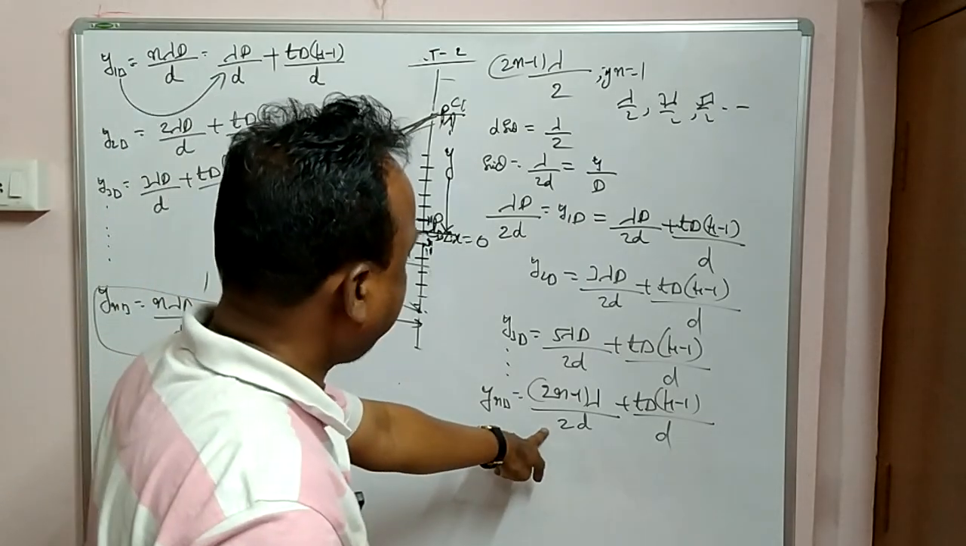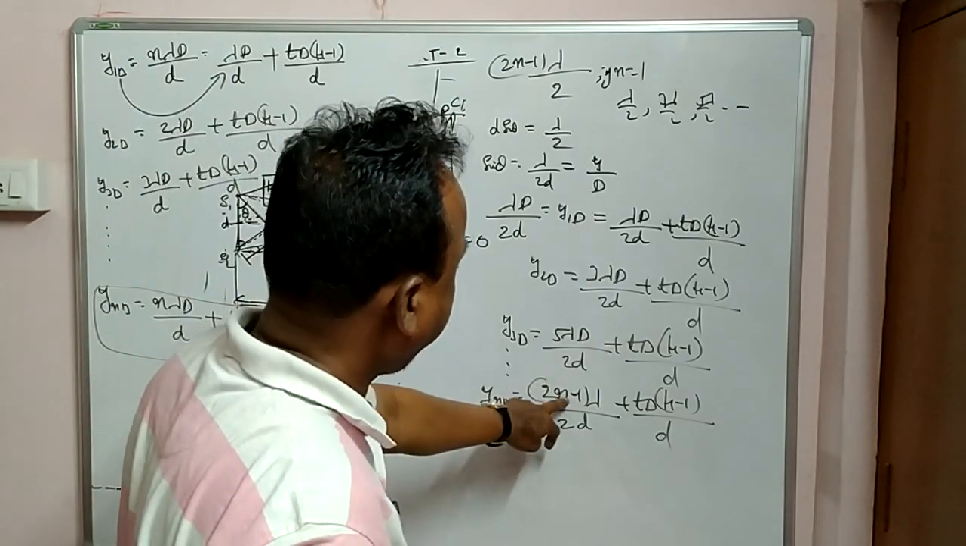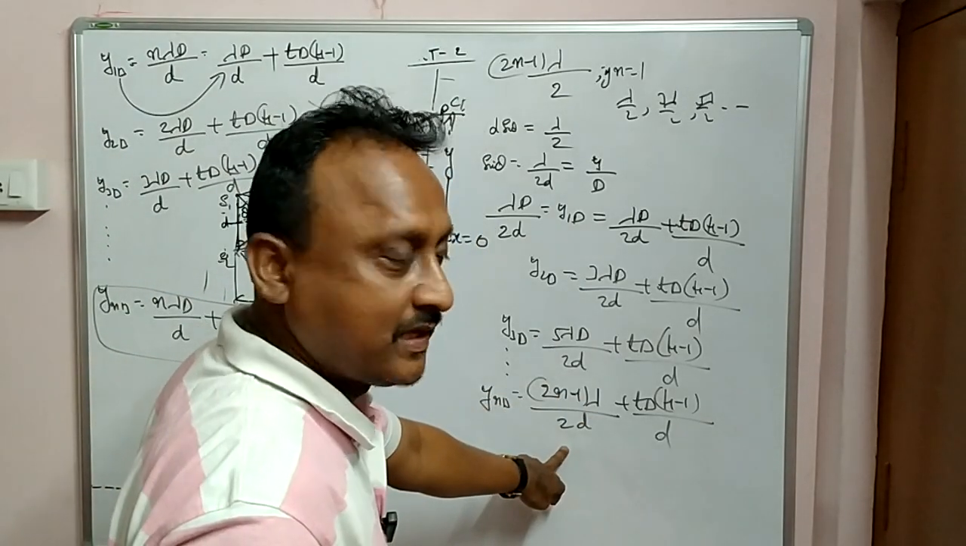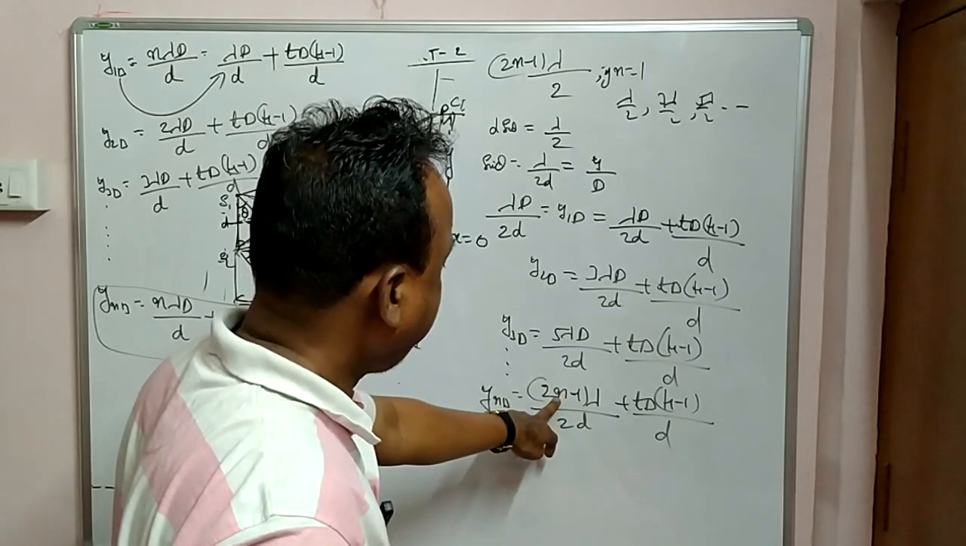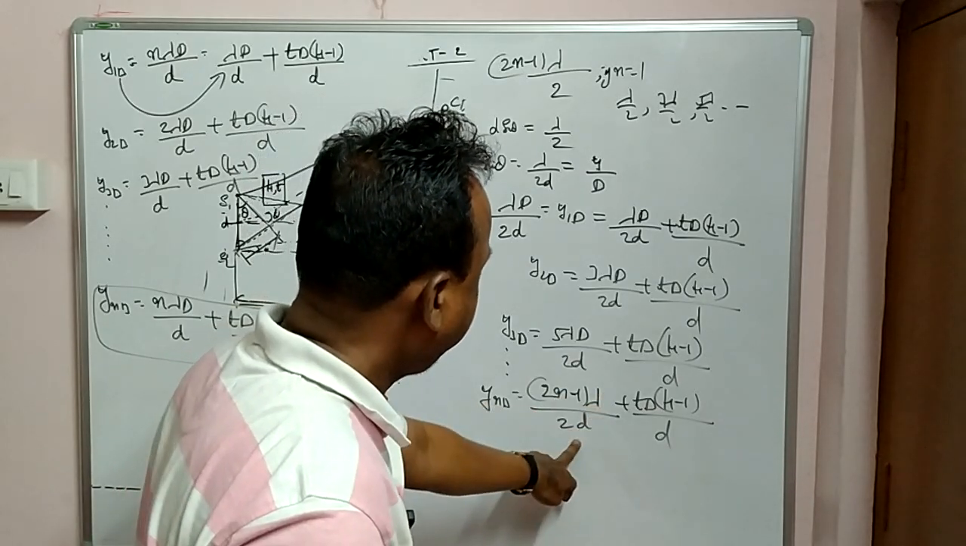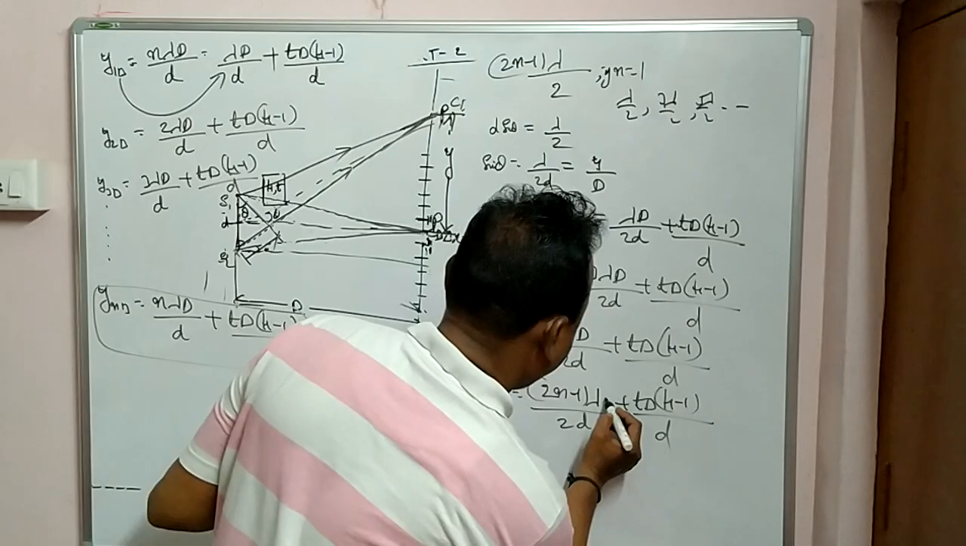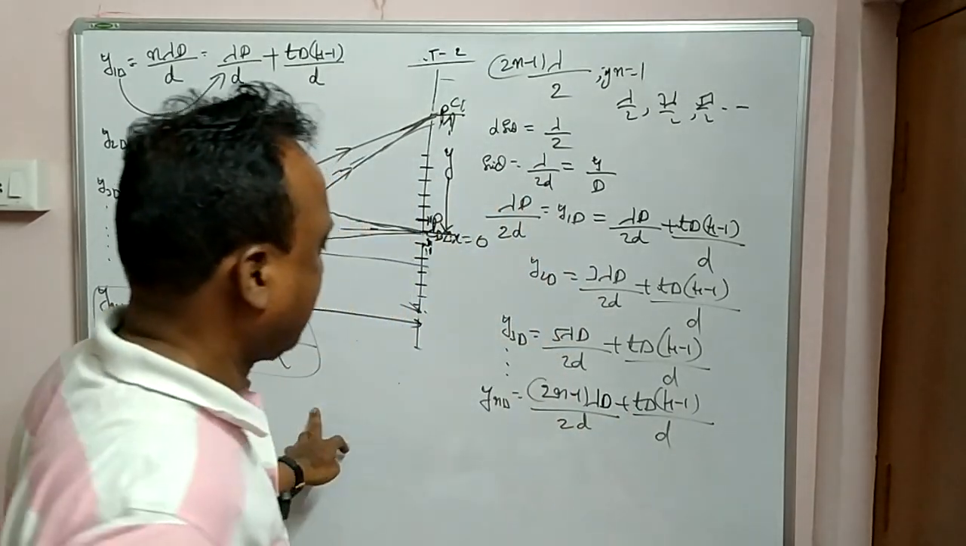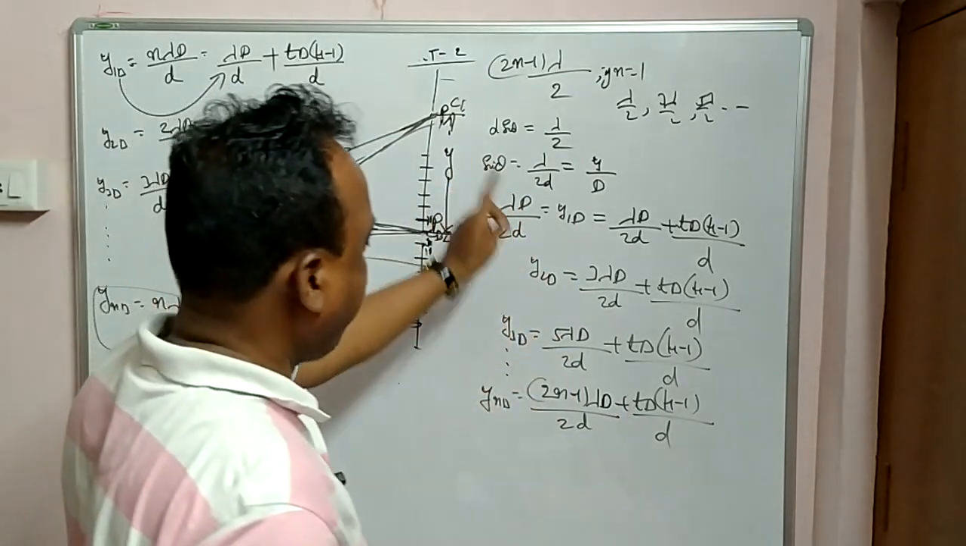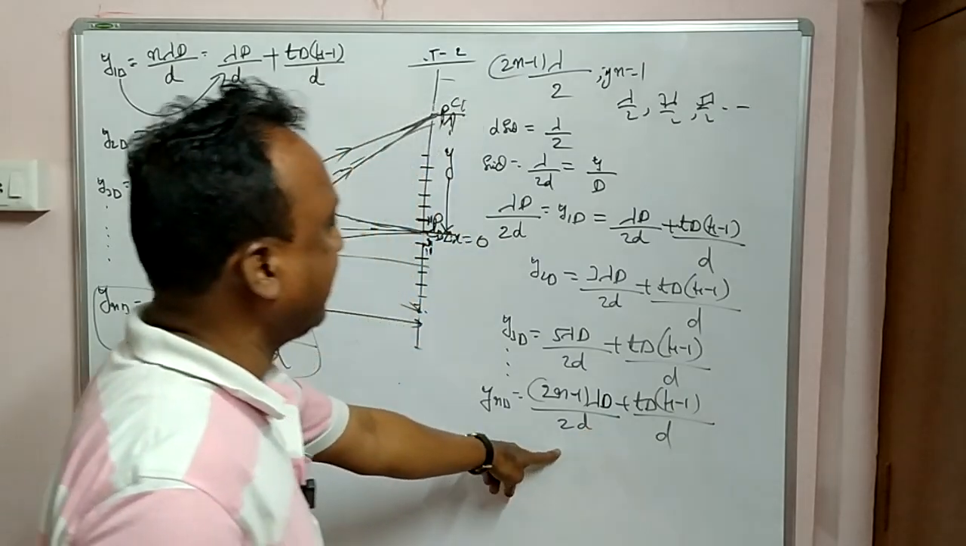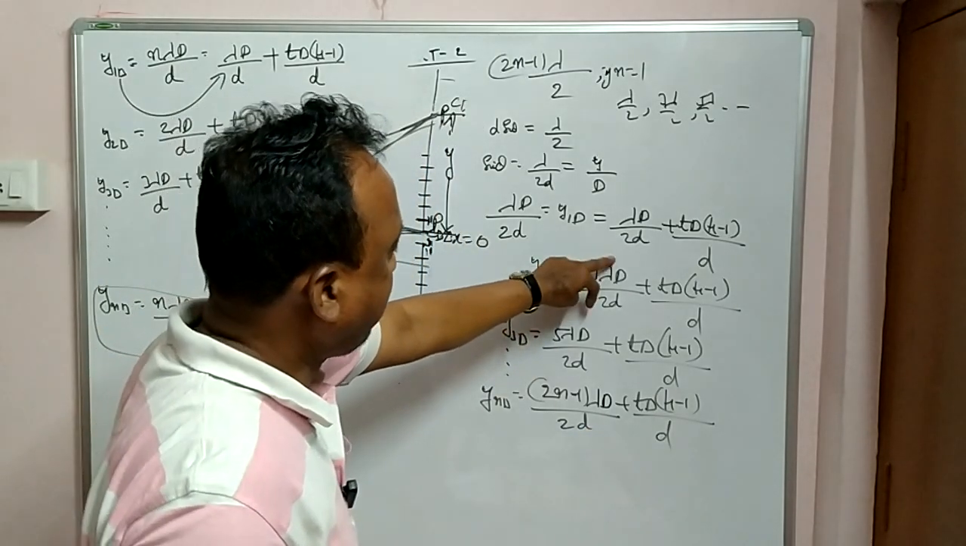nth dark ఎంత వస్తుంది? nth dark చూడండి, ఈ ప్లేస్లో ఏం పెడతారు? 2n minus 1 into lambda by 2 పెట్టండి. If you put 1, how much will we get? Lambda by 2d. Lambda d వస్తుంది, lambda d. ఓకేనా? nth dark 2n minus 1 into lambda d by d. ఇదిగోండి థర్డ్ది 3 lambda d by 2d.